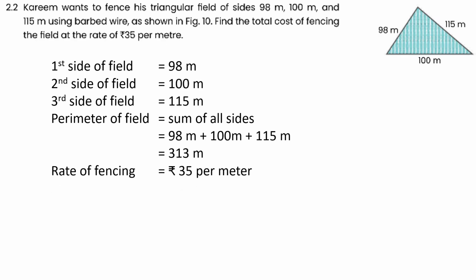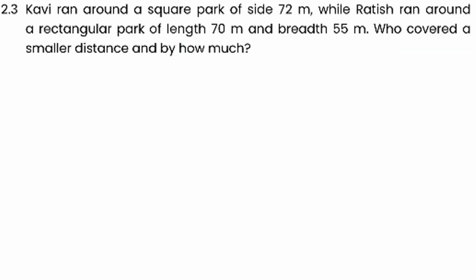Then cost of fencing is given rupees 35 per meter. So you will multiply it here, 35 into 313. You will get 10,955 rupees.